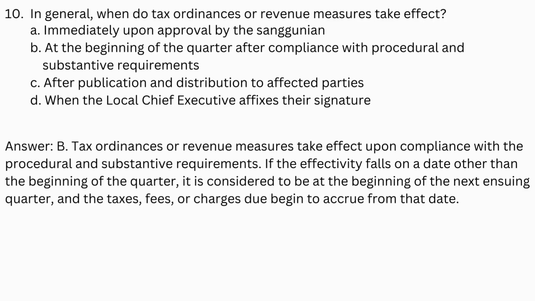Answer, letter B. Tax ordinances or revenue measures take effect upon compliance with the procedural and substantive requirements. If the effectivity falls on a date other than the beginning of the quarter, it is considered to be at the beginning of the next ensuing quarter, and the taxes, fees, or charges do begin to accrue from that date.